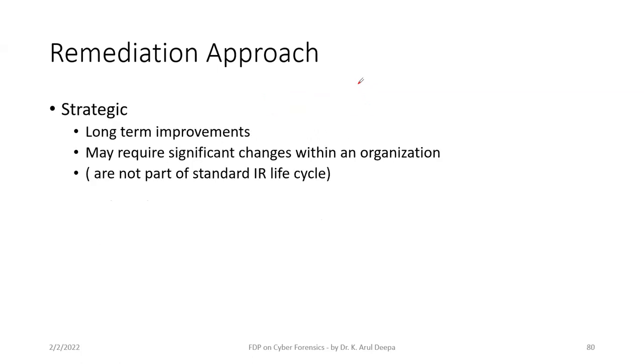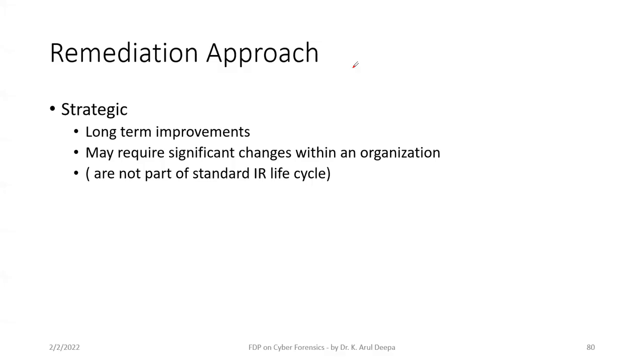Whereas strategic is a long-term approach. It is for long-term improvements. This may require significant changes within an organization. The organization chart itself may be recommended to be modified. It is for long-term improvement, not case specific. Actually, it is not there in the standard IR life cycle. It is beyond that. Just for information's sake, we are conveying this here. So with this, I'm completing the session. If you have any queries, you may ask.